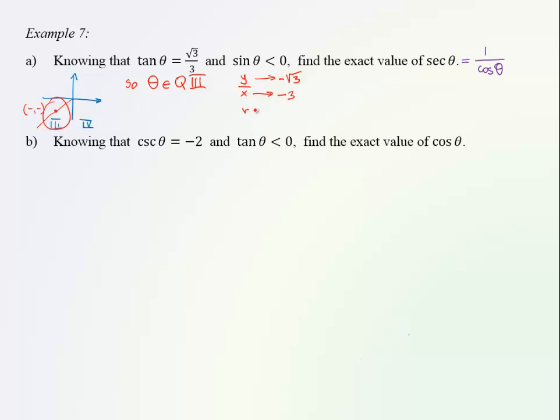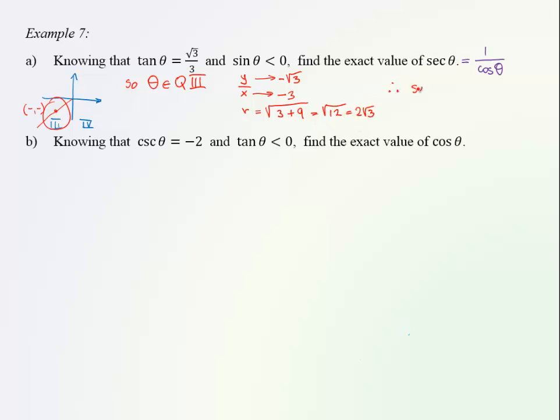I also need to find r in order to find cosine theta, because cosine is defined by x over r. So from the Pythagorean equation, it is the square root of (√3) squared, which is 3, plus 3 squared, which is 9. So altogether, this is the square root of 12, which is the same as 2√3.